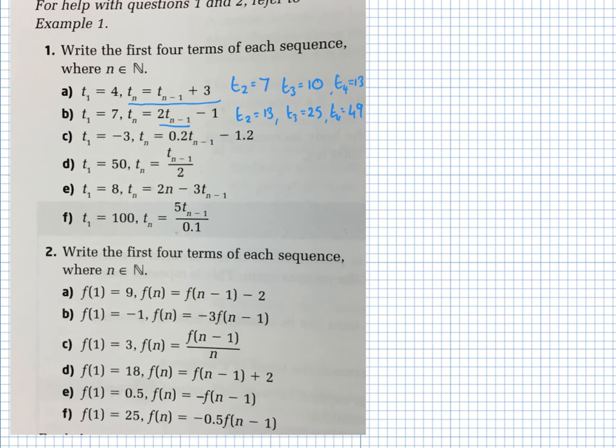Question C here, and D and E. E is interesting because it talks about this n term. So T2 will be 2 times n. Well, n is this number here that you've already written down. So it's going to be 2 times 2 minus 3 times the previous term. The previous term is 8.